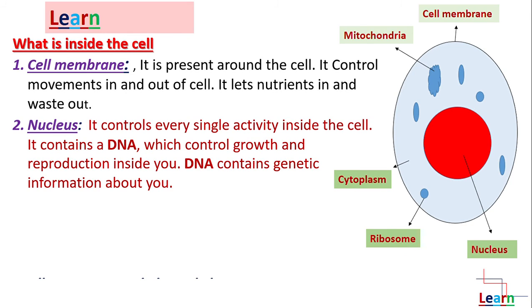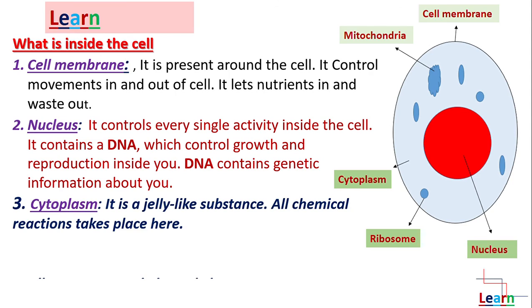Number 2. Nucleus. It controls every single activity inside the cell. It contains a DNA which controls growth and reproduction inside you. DNA contains genetic information about you. Number 3. Cytoplasm. It is a jelly-like substance. All chemical reactions take place here.